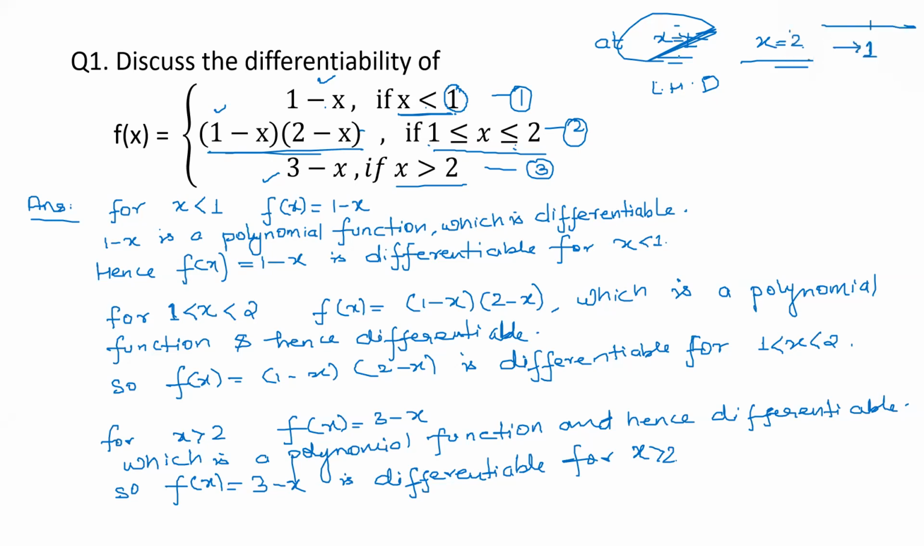Okay, so if we are approaching 1 from the left side, the value will be slightly less than one. So that's why we will choose the first function. For RHD at x equal to 1, which function will we choose?